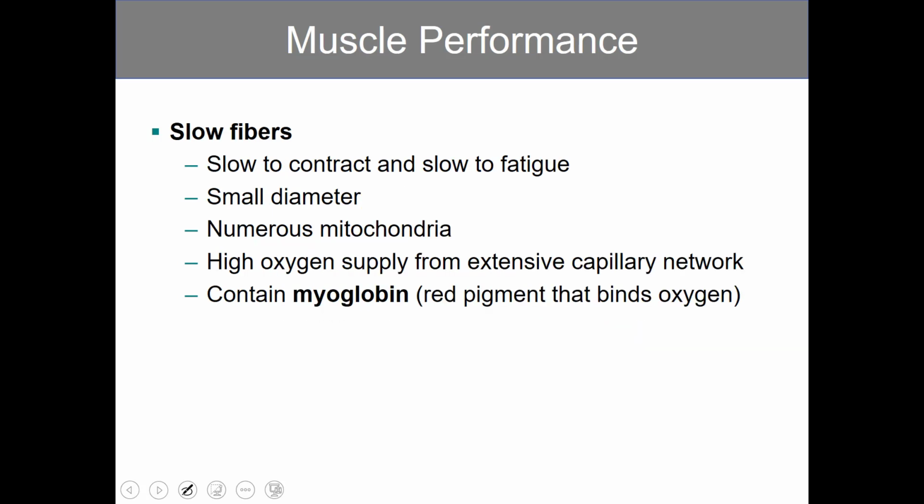Slow fibers are slow to contract and slow to fatigue, and part of the reason they're slow to fatigue is the number of mitochondria that they have. They have a lot of mitochondria. They also have a high oxygen supply from an extensive capillary network, and they contain a protein called myoglobin, which is related to hemoglobin, and it can bind extra oxygen. So it has even more oxygen backup for aerobic metabolism. Otherwise, they're slow to contract, very slow to fatigue, and very small in diameter.